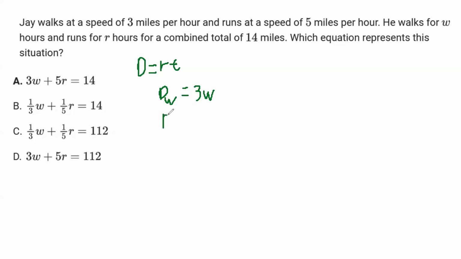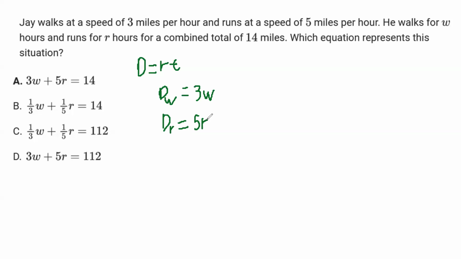And then we have dr, which is distance running, and that would be the rate of the running, which is 5 miles per hour, and the time of the running, which is r, right? And I think part of the confusion on this question is that W and R both represent time, and normally we have time be represented by X or T. So that might throw people off, and you might think W is the rate of walking or something.